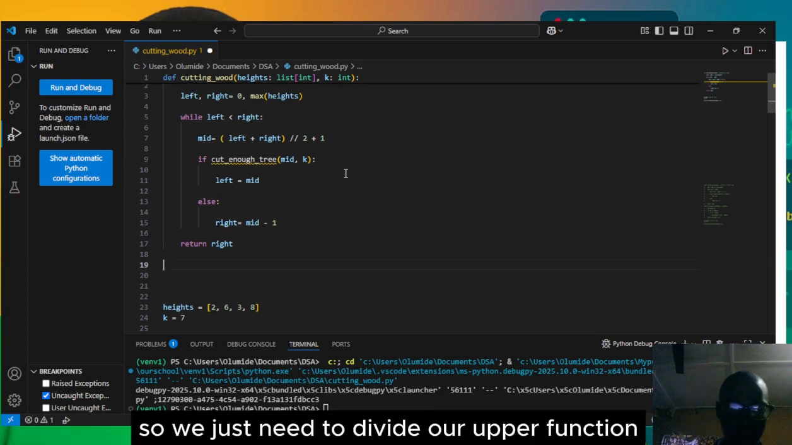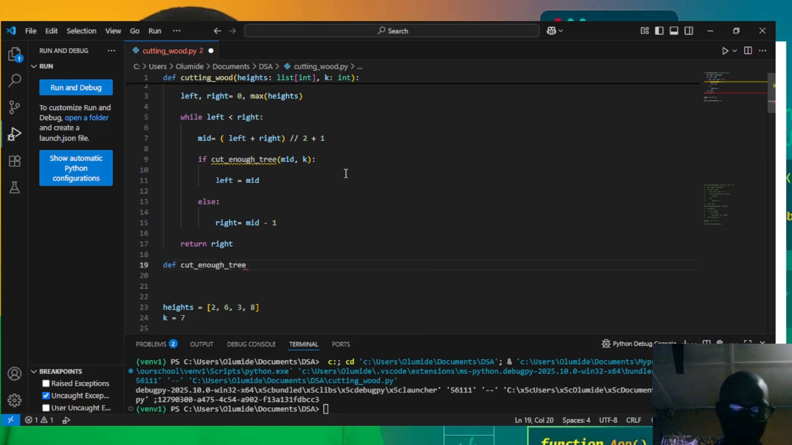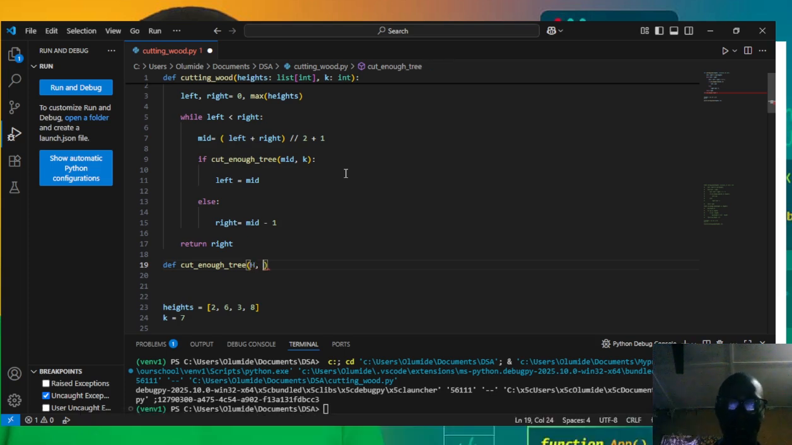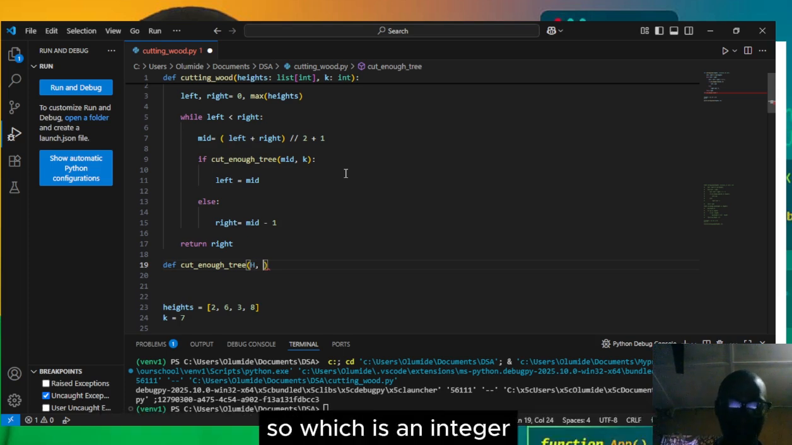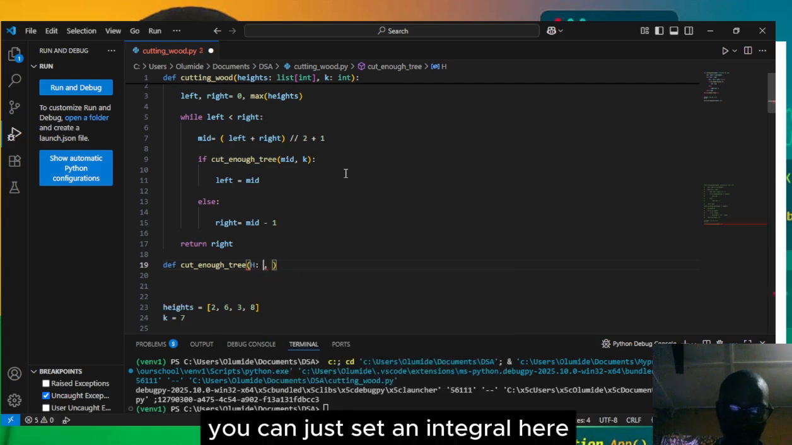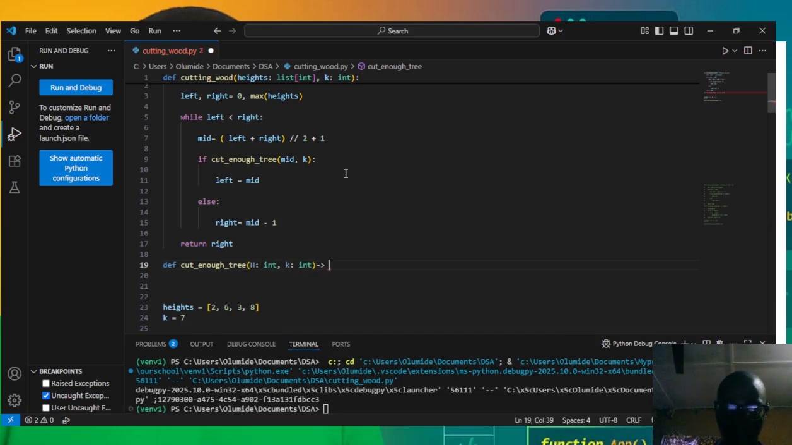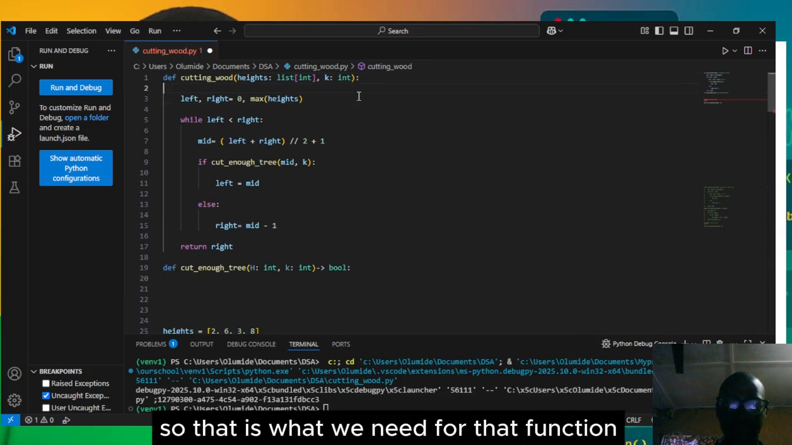So we just need to define our helper function now, cut enough tree. This helper function is going to be collecting the height h. Don't forget, it's the midpoint, so that's the height setting that I want to place, which is an integer. You can just set an integer here, and it's also going to be collecting a k integer. The return of this one will be a boolean, of whether it can cut enough tree or it cannot cut enough tree. So that's what we need for that function.